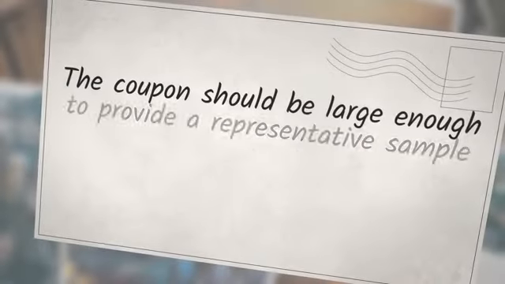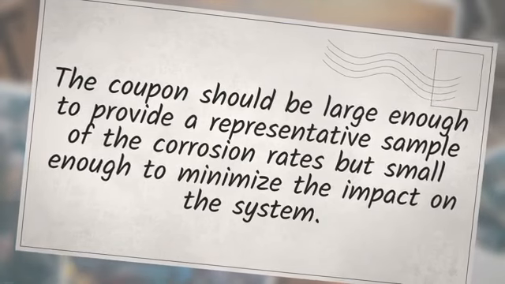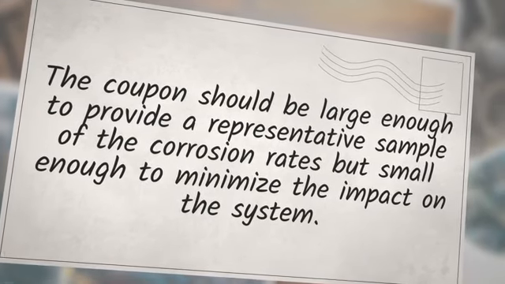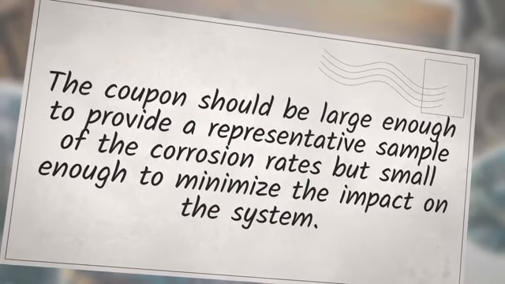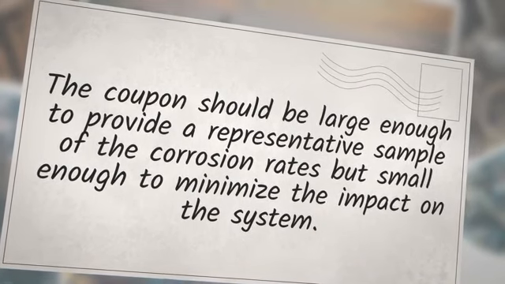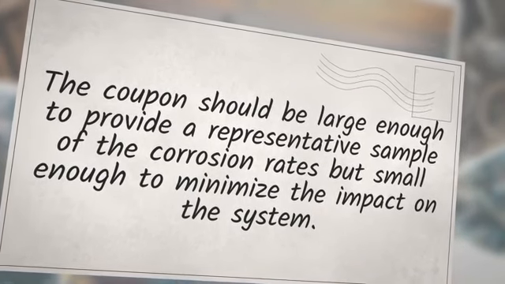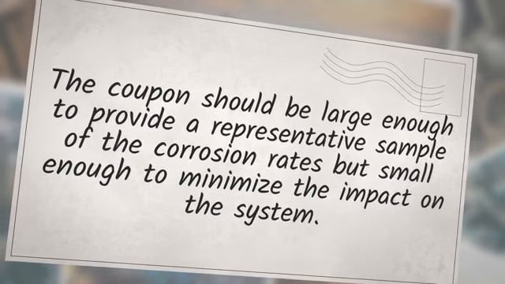Shape and size. The shape and size of the corrosion coupon should be chosen based on the geometry of the system being monitored. The coupon should be large enough to provide a representative sample of the corrosion rates but small enough to minimize the impact on the system.